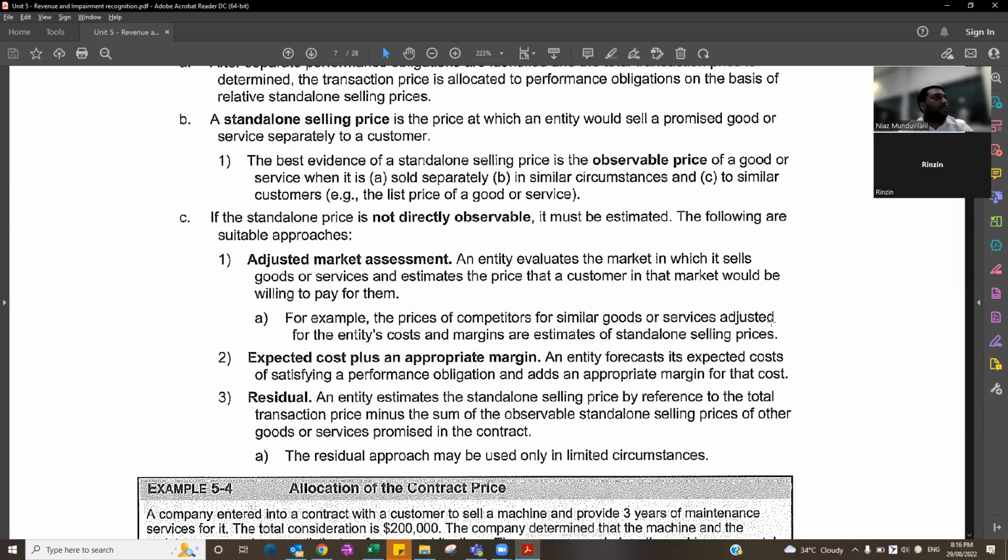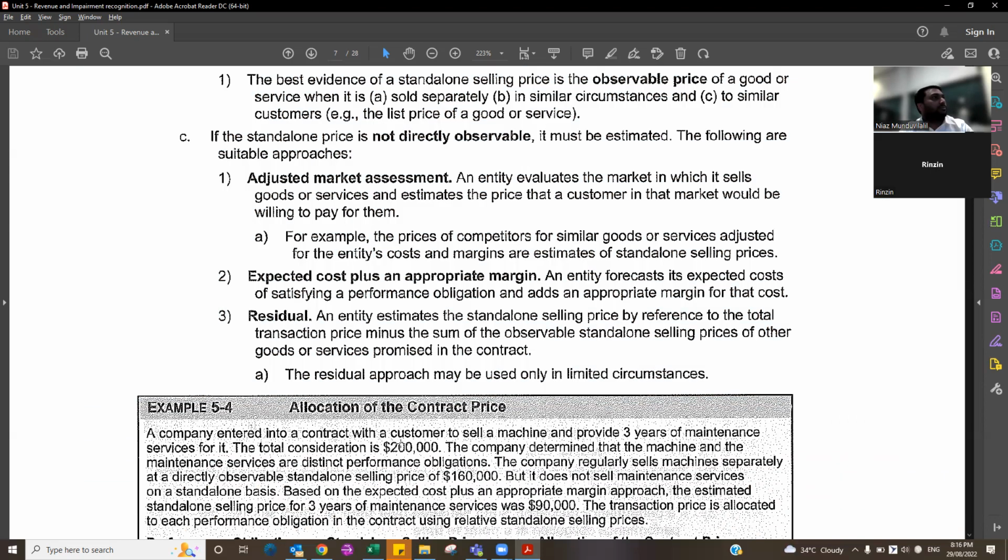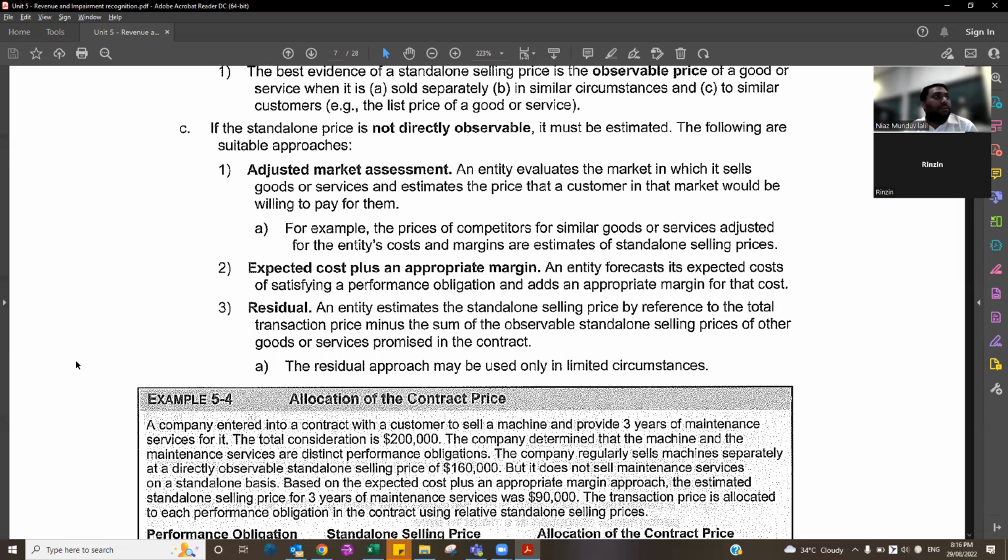Yeah. Then the residual approach may be used only in limited circumstances. Okay. Because it is not accurate. If we don't have any other option, we will choose it.